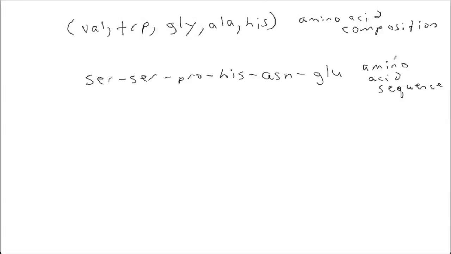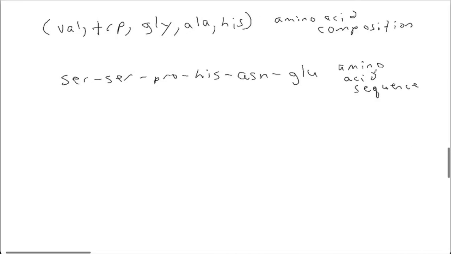What's the difference between the information you get from the composition and the information you get from the sequence? Not the notation, but the information. The amino acid sequence is the correct order in the amino acid chain. Yeah, the composition doesn't tell you the correct order. Okay.